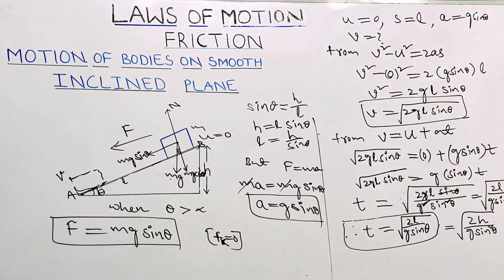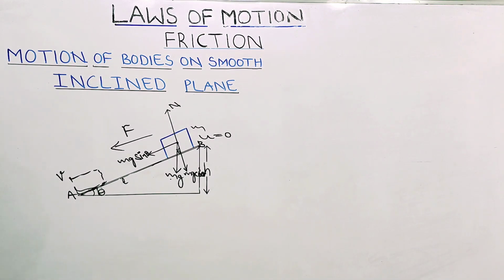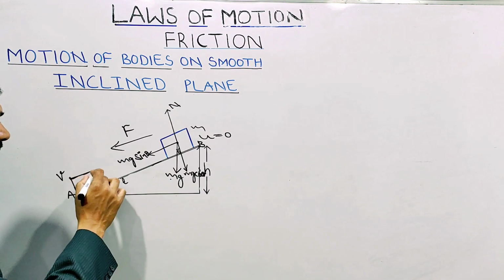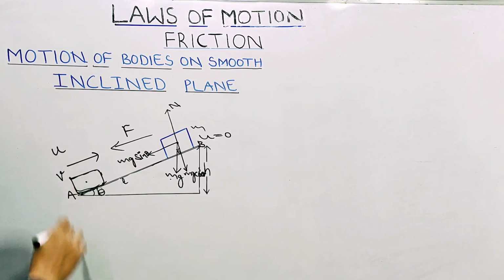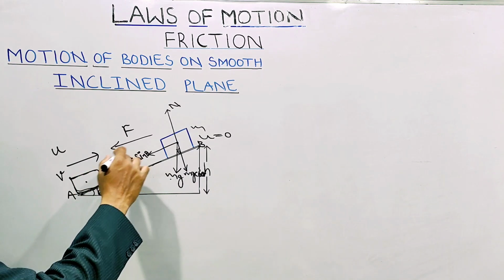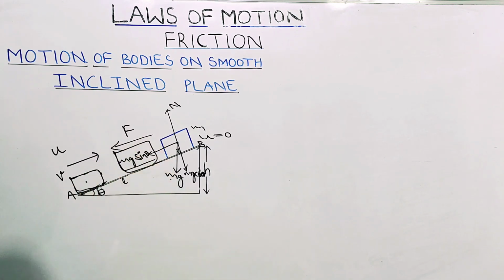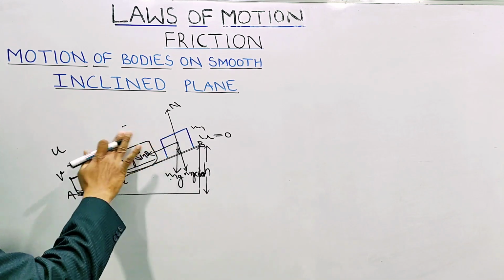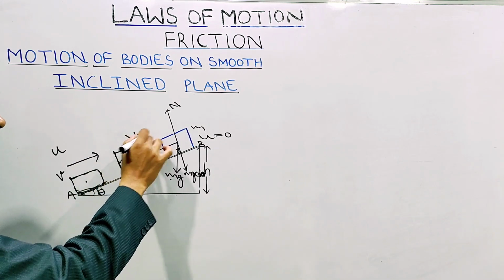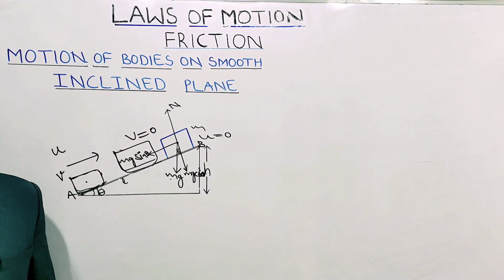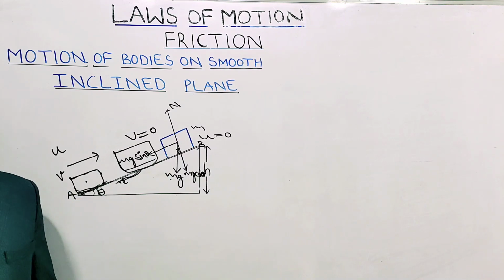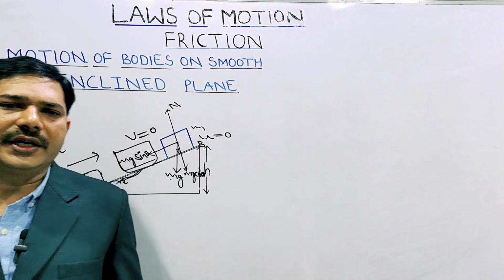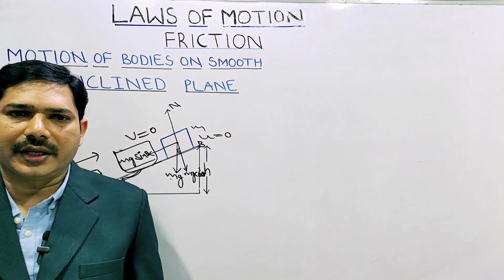Now, for example, the body is sliding up. Sliding down we discussed; now the body is sliding up with initial velocity U. After reaching a certain distance, the body's final velocity comes to 0. The last question: what will be the distance the body travels before it comes to rest?